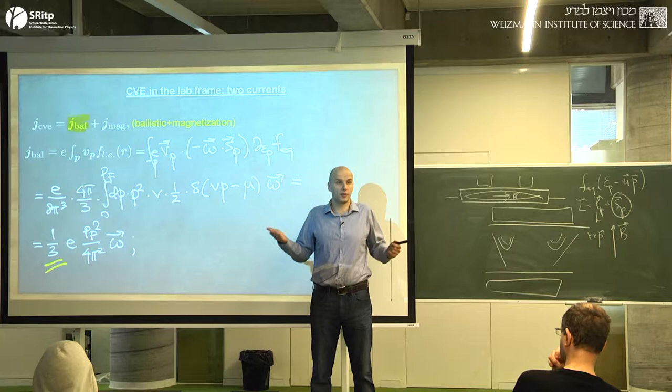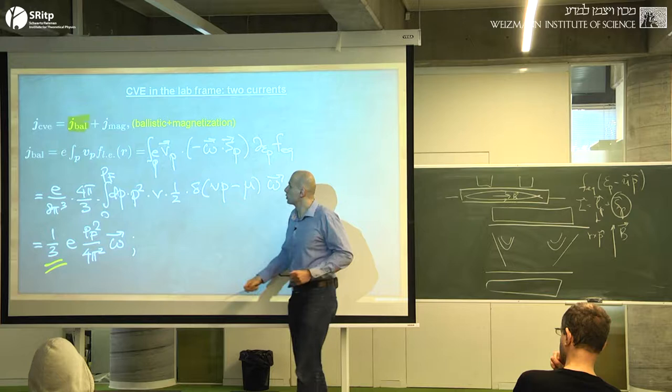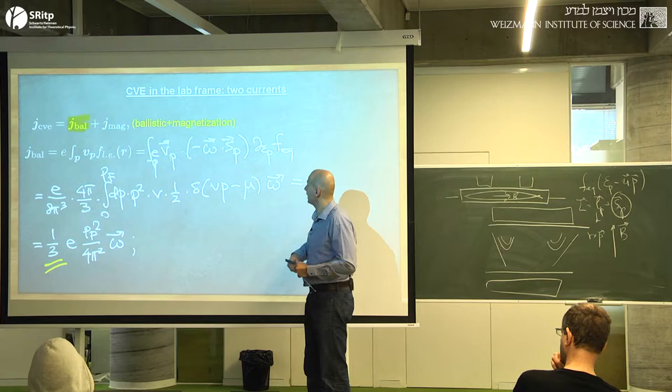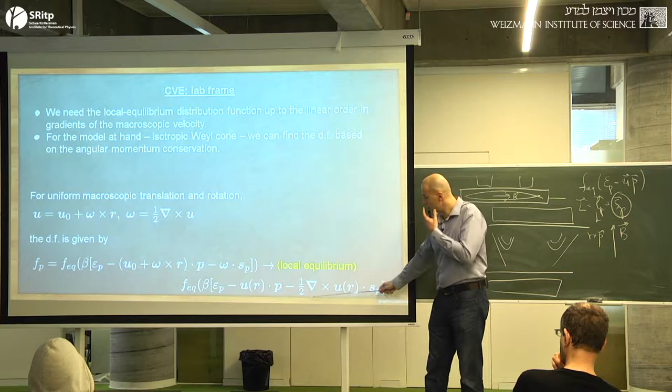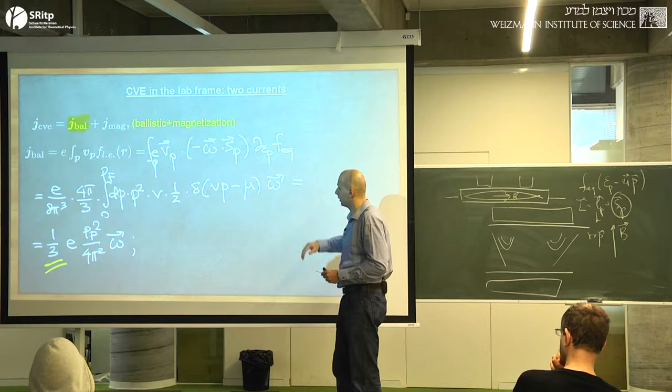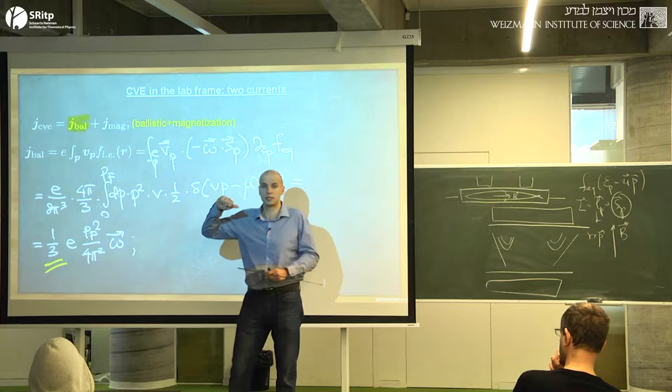But the distribution function is corrected. So we take this velocity, multiply by the local equilibrium distribution function. The piece that we are interested in, of course, is this part that contains curl of u. Okay, so we expand to linear order in the curl, and I will not go through these calculations. Basically, the answer that you get is 1/3 of what you got in the rotating frame.